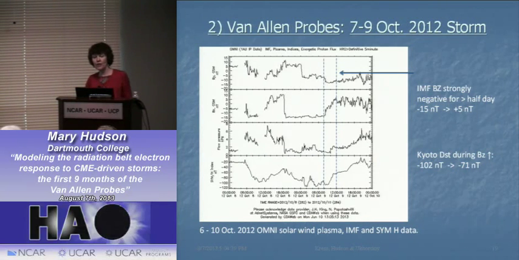Okay, now I want to go on to more recent storms, and so this is the famous October 7 to 9 storm where you saw the dramatic increase in flux seen by REPT. And I'm going to show you results from, again, a simulation by Brian Kress that's going to focus on this time period. Now, one thing that's really significant about this storm is this very long period, over half a day, where you have very strongly southward IMF.